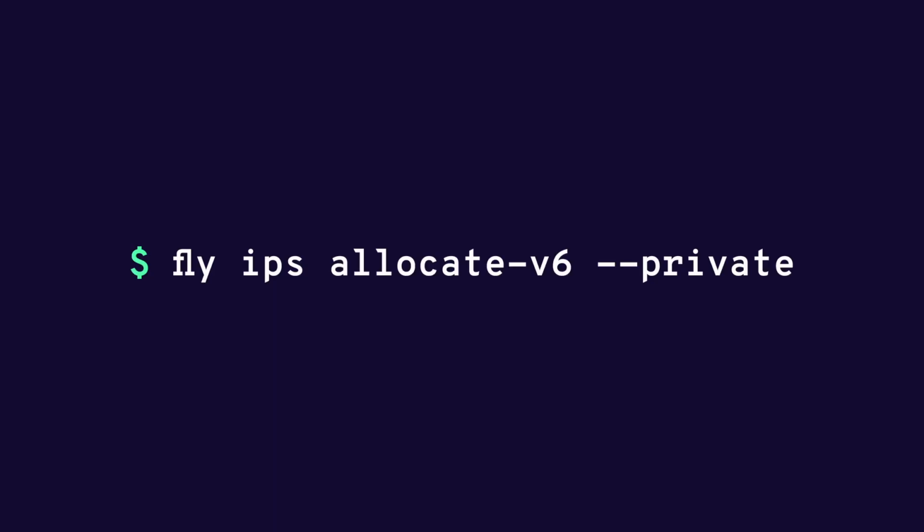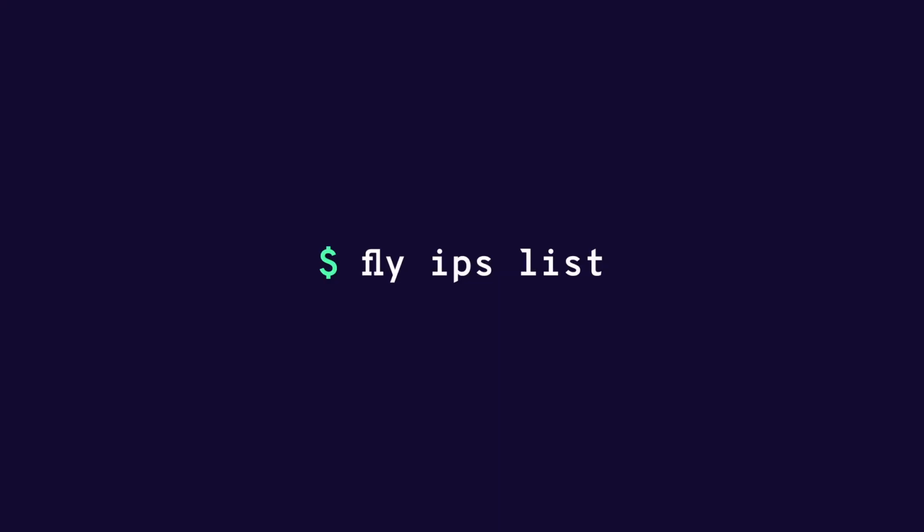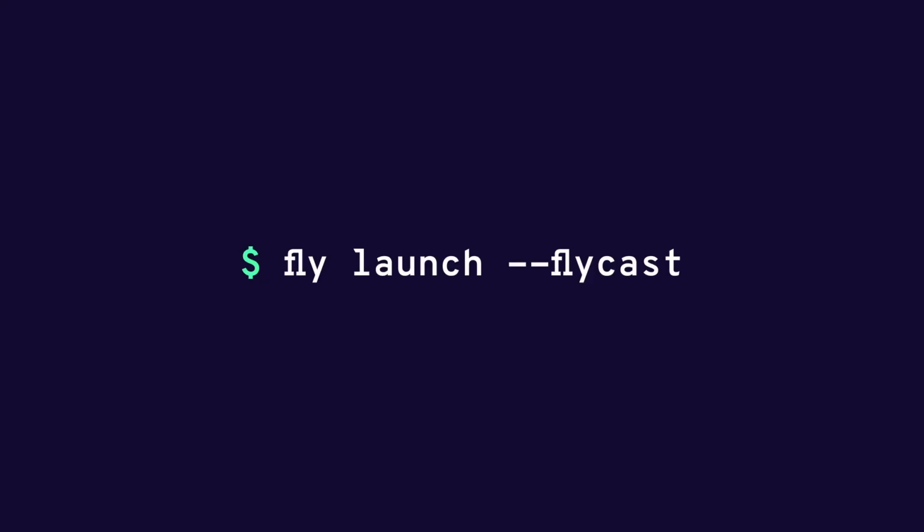Now, flycast domains do require one extra step in that you need to allocate a private IPv6 address. And you can do this by running fly ips allocate-v6 --private. Now, while flycast addresses don't work over the public internet, this doesn't mean that allocating a private IPv6 makes your app private. You need to make sure that you don't have any public IPs on your app. So you can check this by running fly ips list, and if there's any public IPs, you can remove them with fly ips release. Alternatively, if you are starting from scratch, you can launch your app with fly launch --flycast. This will launch your app with only a private IPv6 address, making it inaccessible to the public internet.